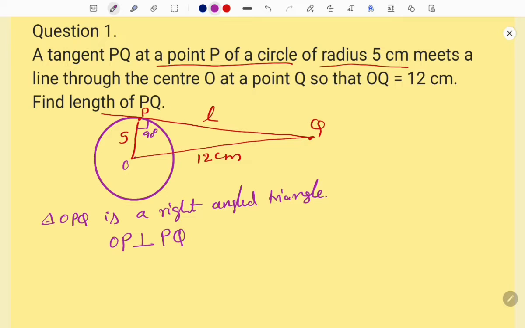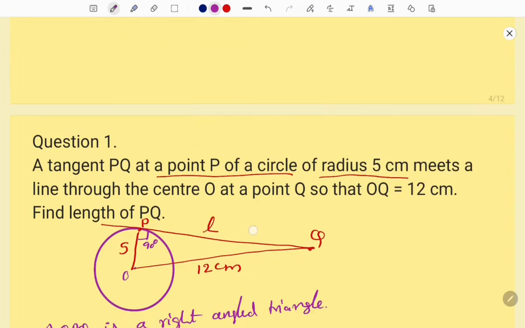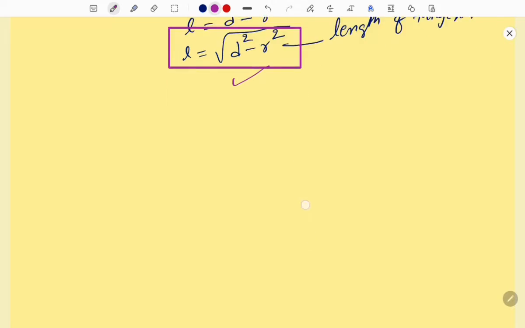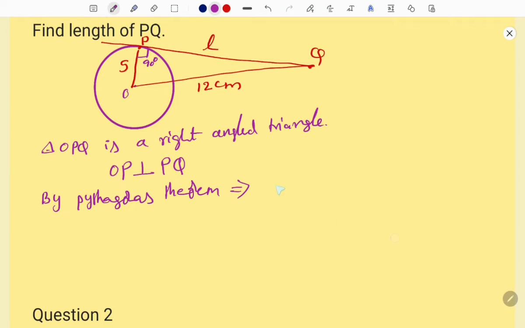Now, by Pythagoras theorem, hypotenuse square is equal to side square plus side square. So this is the hypotenuse. Here we want to find the L. What is the direct formula of the L? Here it is given that L is equal to root d square minus r square. By using that formula, simply you can write L is equal to root over d square minus r square.